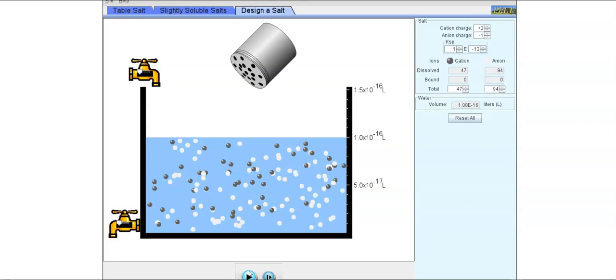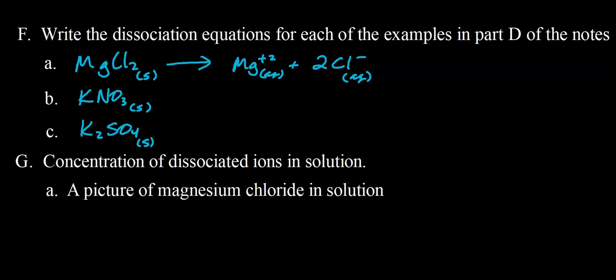So what do you notice? Not only are there just more chloride ions, there are twice as many chloride ions as magnesium ions. And isn't that what this equation shows? When 1 mole of magnesium chloride dissolves, you produce 1 mole of magnesium ions and 2 moles of chloride ions. So make sure you understand the relationship between those two.